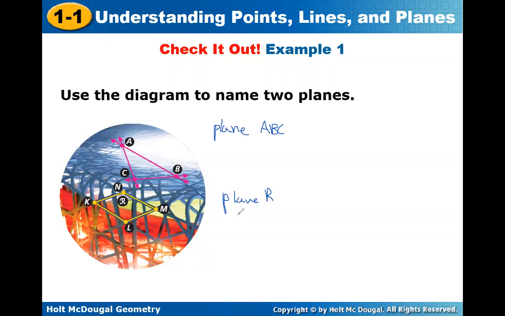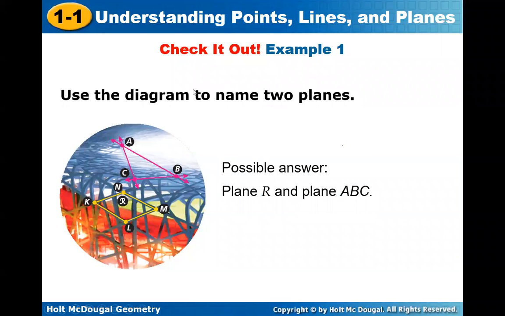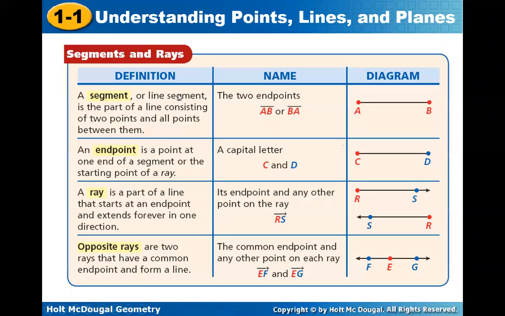or I can call it plane NML, and a plethora, a lot of other ones. So I could say plane LKN, I could say plane KNM, I could say plane LMN. You know, I could go in many different directions, as long as you have 3 points. Like I said there, plane R and plane ABC.